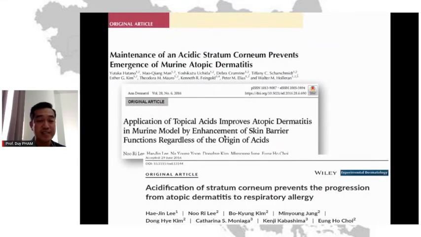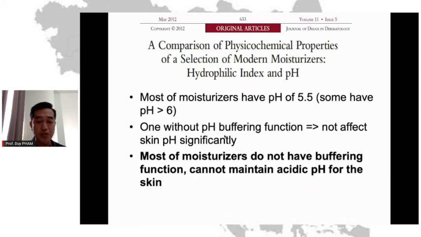Several studies have already investigated that if we maintain the acidic environment of the skin of AD patients, we can get better management of AD. But we should note that most moisturizers have an acidic pH, that means a pH of 5.5. But when we apply that moisturizer onto our skin, the pH of the skin doesn't change. It comes back to the high pH level as previously. So we should select a moisturizer that has a buffering function. That means when we apply the moisturizer onto the skin, it helps to maintain the acidic environment of the skin.